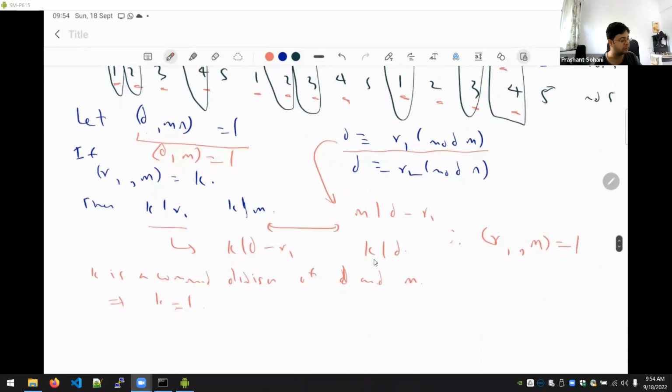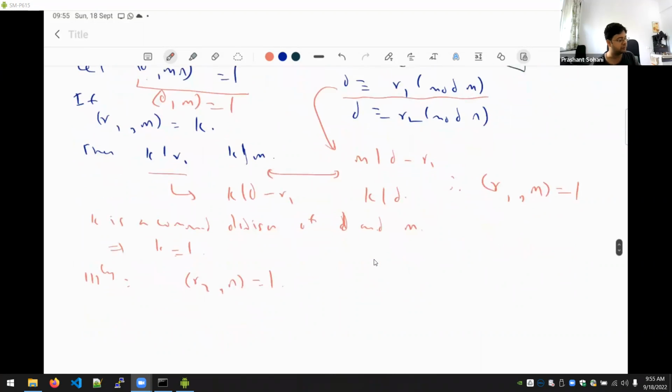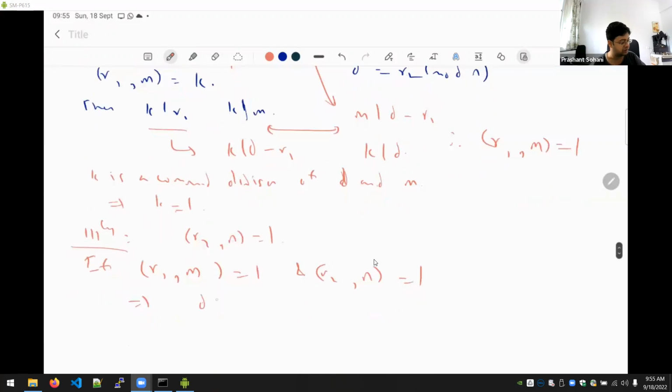And similarly, the same argument can be repeated for R2 and N. So similarly, GCD of R2 and N is also equal to 1. So this proves the first part, that if the GCD of D and MN is 1, then those individual parts, their GCD is also 1. And the reverse will also be true. Part 2 will be that if we know that GCD of R1 and M is 1 and GCD of R2 and N is 1, then our claim is that GCD of the product MN and D will also be equal to 1.